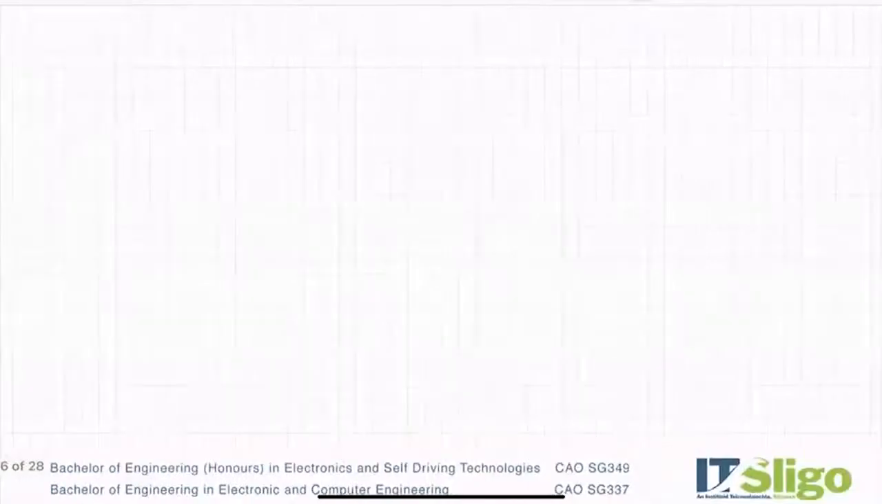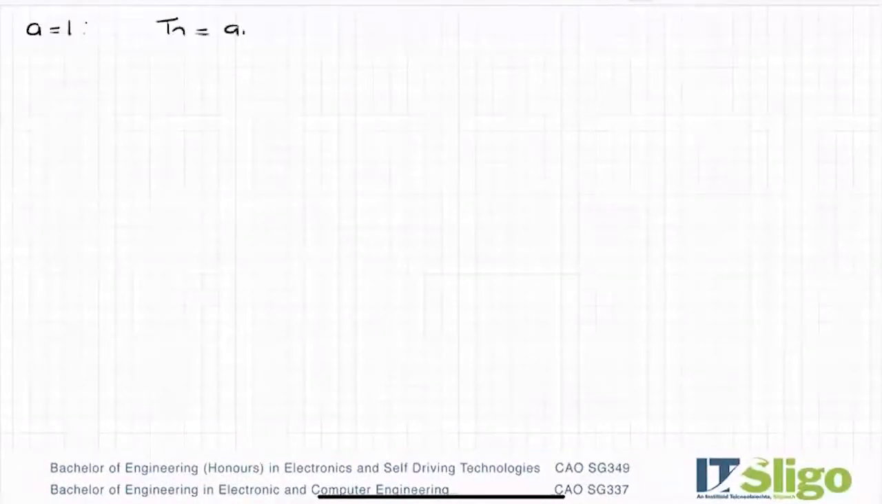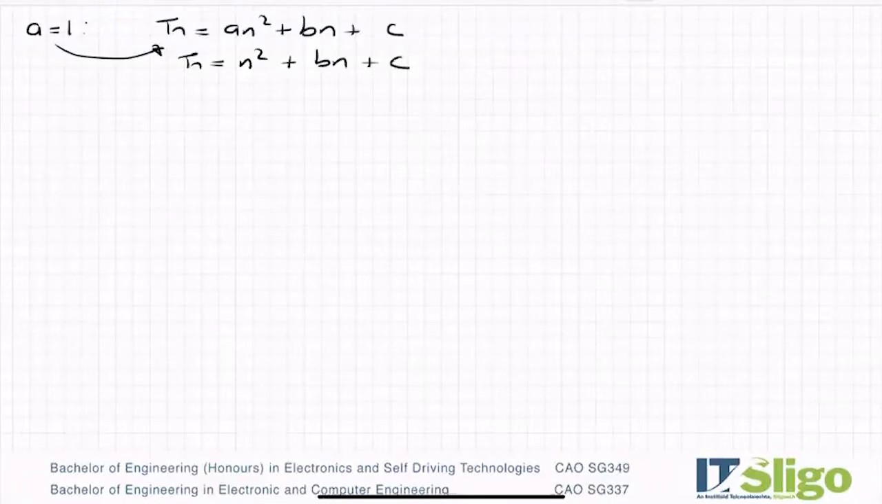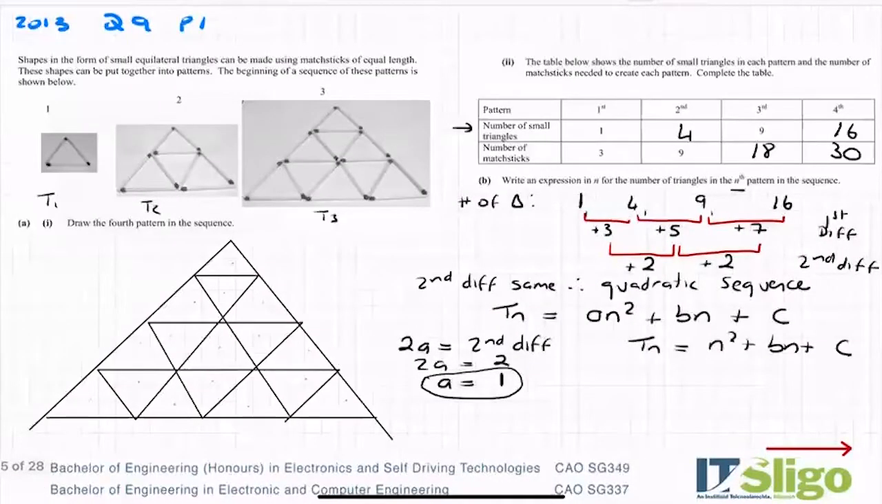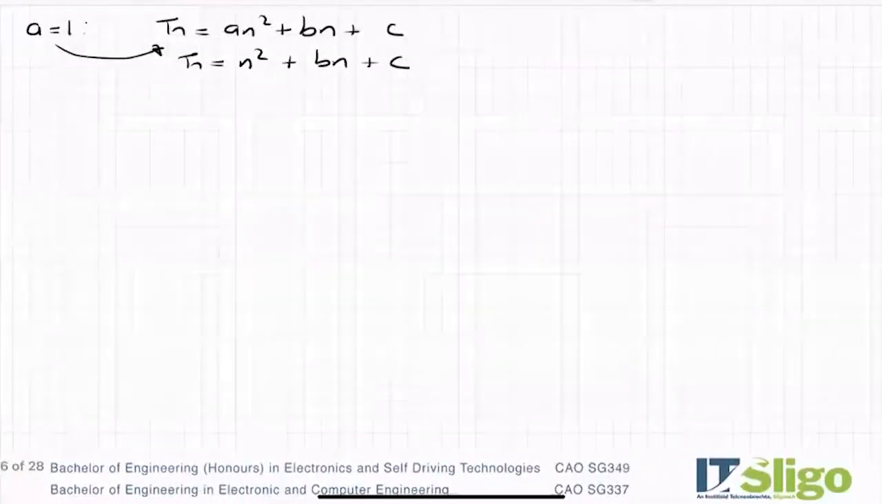Okay, so we have figured out that a is equal to 1. We have figured out that it's a quadratic sequence, so that's my general term. I've subbed in a being equal to 1 in here and got Tn equal to n squared plus bn plus c. The question asked me to write an expression, so I need to figure out what b and c are. I have two unknowns, so you're looking at a set of simultaneous equations in b and c.